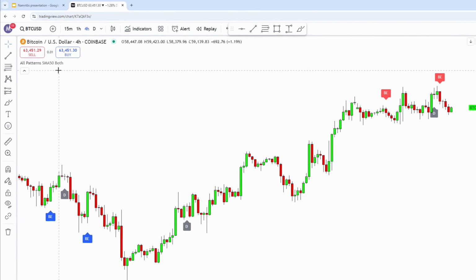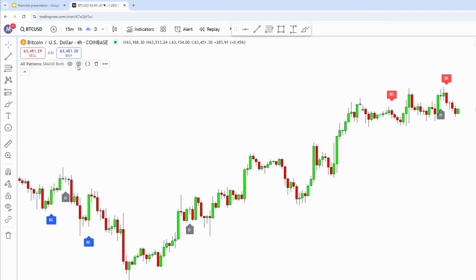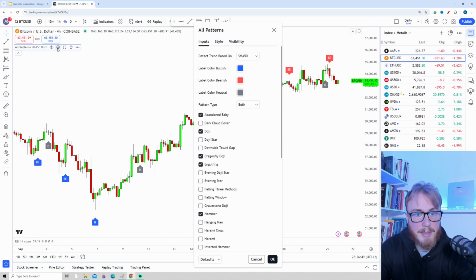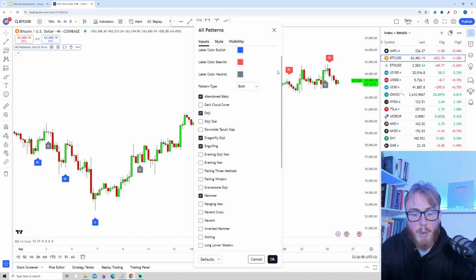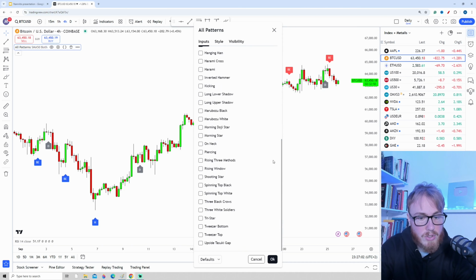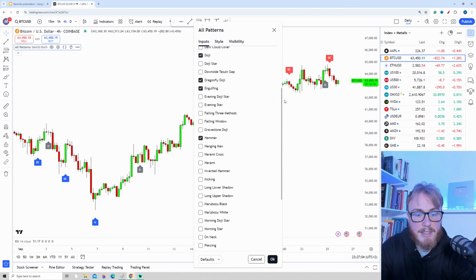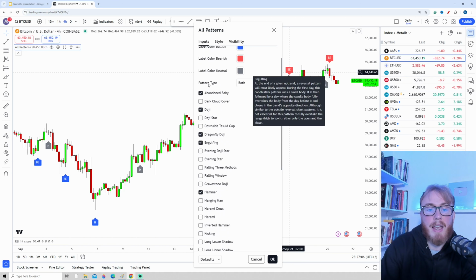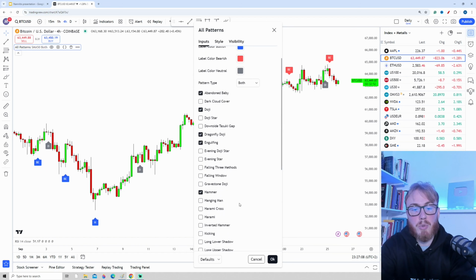Next, we want to navigate up here to the upper left corner, and we want to press on the settings button right here. And now, as you can see, when you scroll down, you can see that we have tons and tons of different candlestick patterns that you can choose here. And all the patterns you choose, the indicator will automatically identify. So this right here is indeed an amazing indicator.